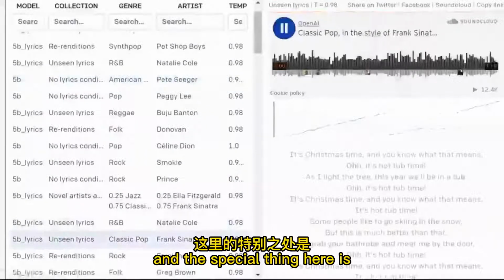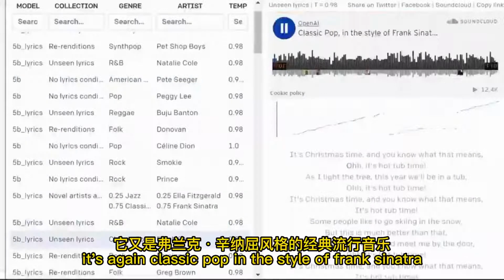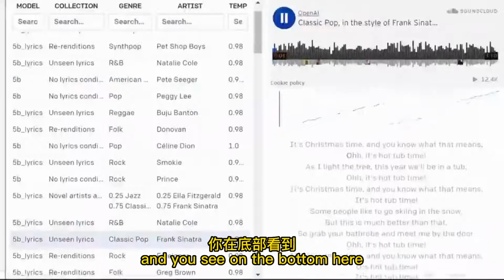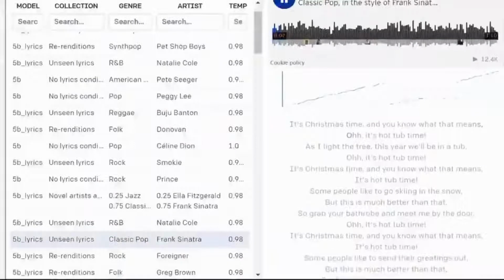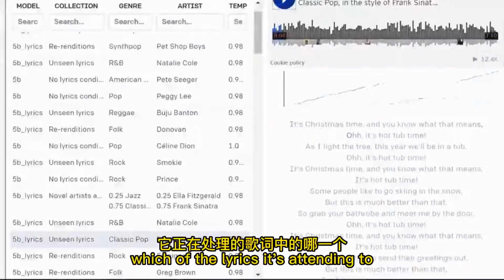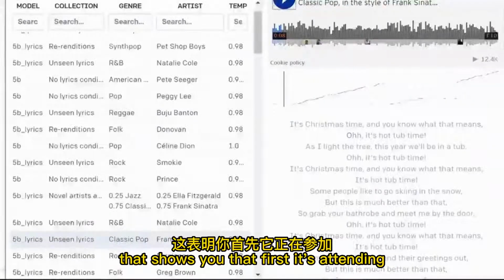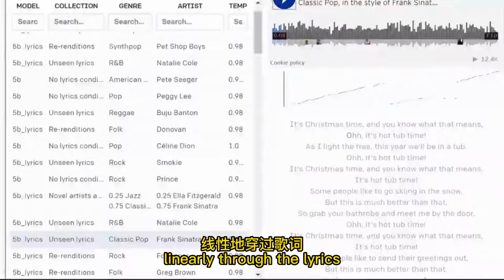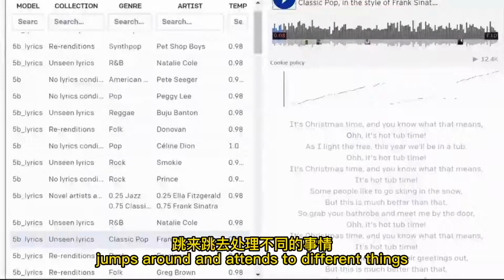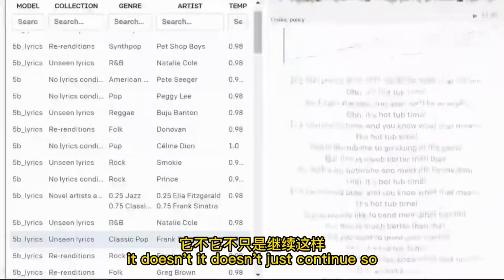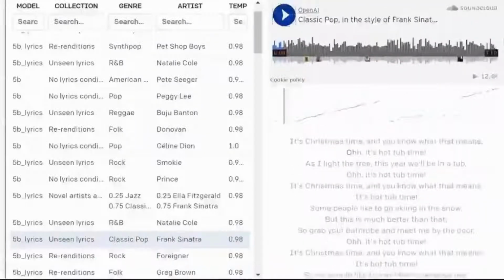The special thing here is it's again classic pop in the style of Frank Sinatra, and you see on the bottom here which of the lyrics it's attending to. You see this graph right here that shows first it's attending linearly through the lyrics, but then it kind of jumps around and attends to different things, because it doesn't just continue.